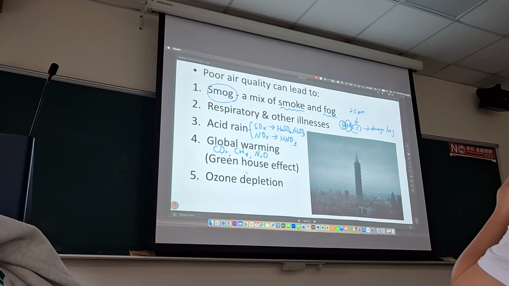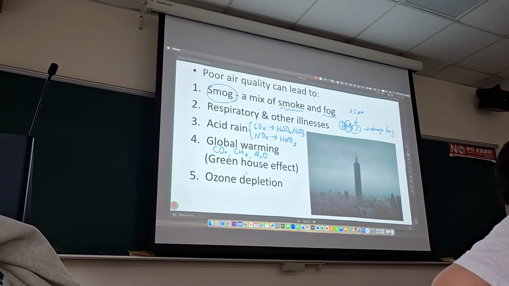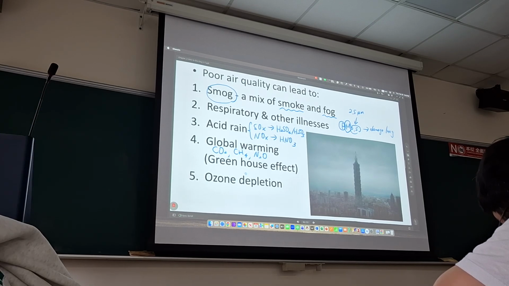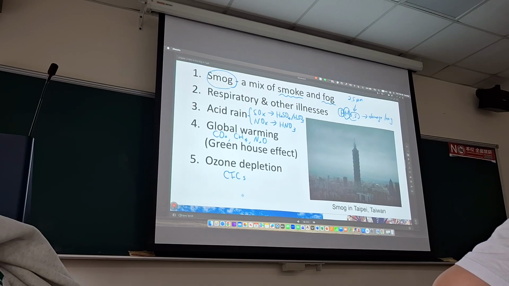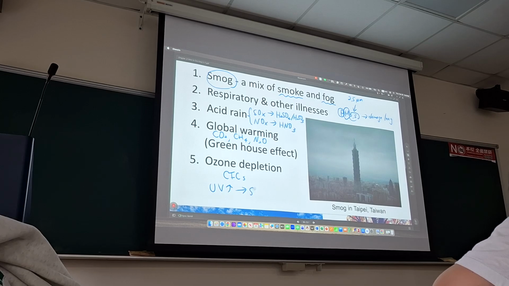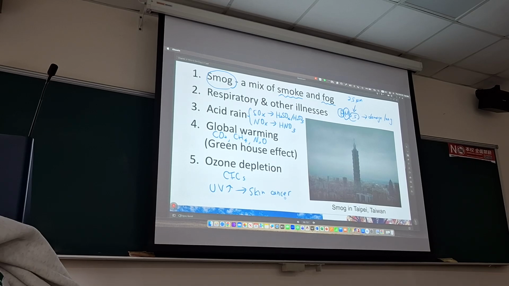Number 5, the last one, is ozone depletion. Depletion means consumption; it means breaking a hole in our ozone layer. It's caused by CFCs. So the UV reaching the surface of the Earth will increase, and it will cause skin cancer.